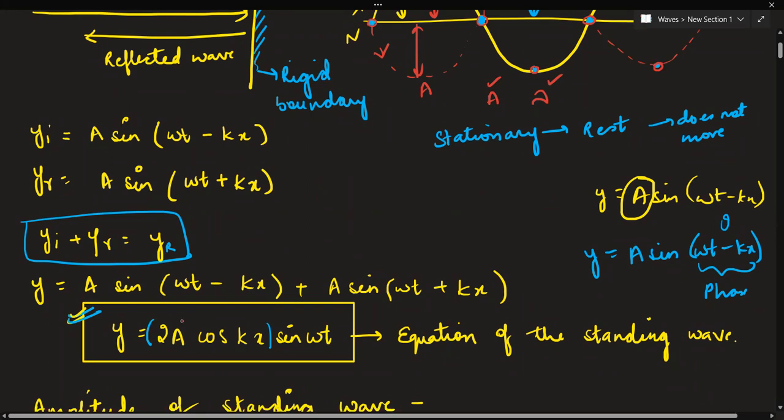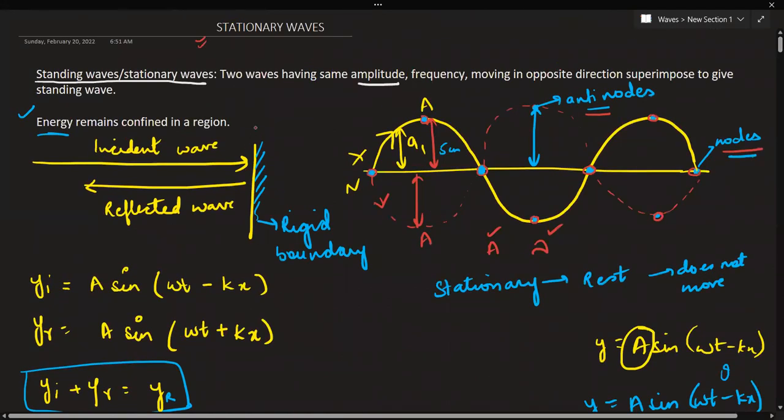So if there's a rigid boundary like this one, and there's an incident wave as well as a reflected wave, meaning this is the same wave that gets reflected because of this rigid boundary. The incident wave's equation, if I say it is moving in the positive x direction, will be a sin(omega t minus kx).